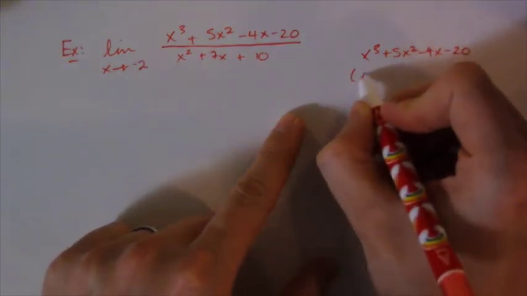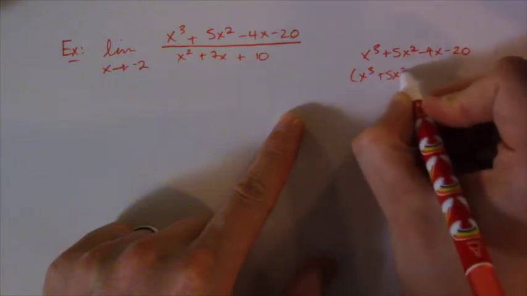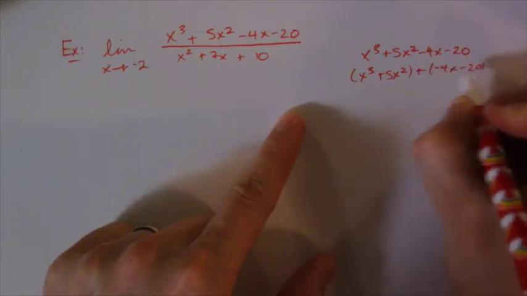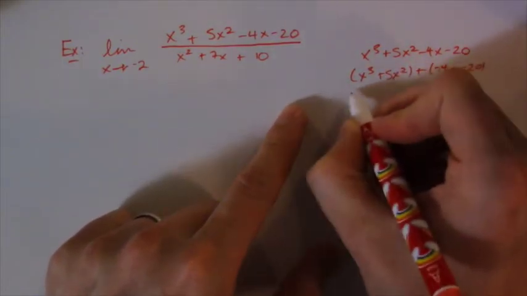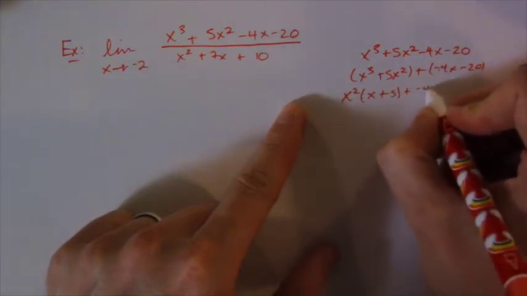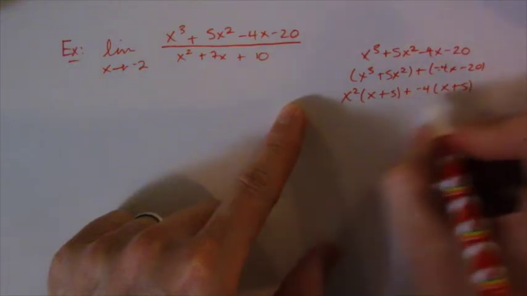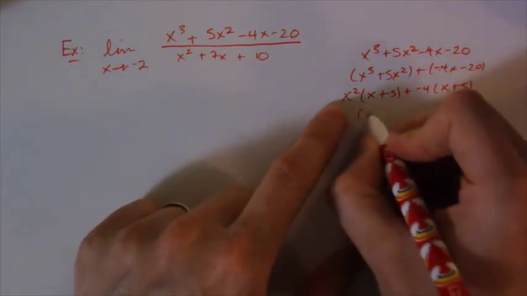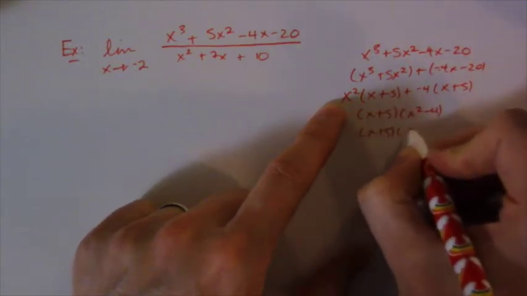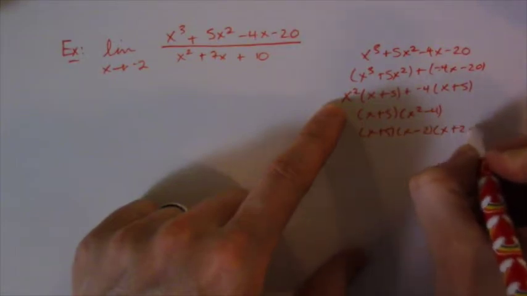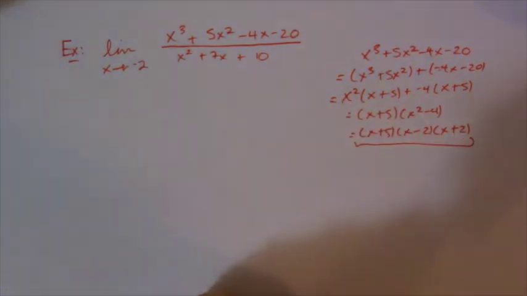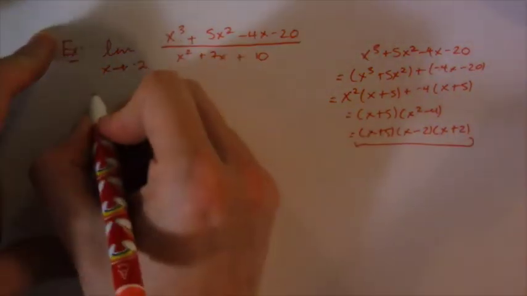So again, this is a grouping example, so I can group up the first two and the last two terms. I always separate them with a plus sign, even if my first term is negative, always. So I'll take an x squared out of this one, I'll be left with x plus 5. Take a negative 4 out of this one, I'm left with x plus 5. Then I have difference of squares again, so x plus 5, x squared minus 4, so x plus 5, x minus 2, x plus 2. So there's my cubic factored.